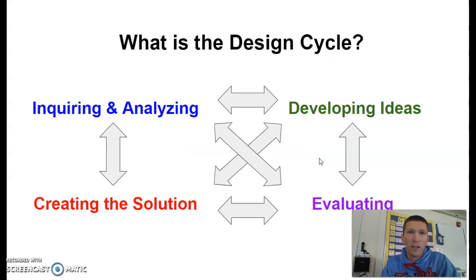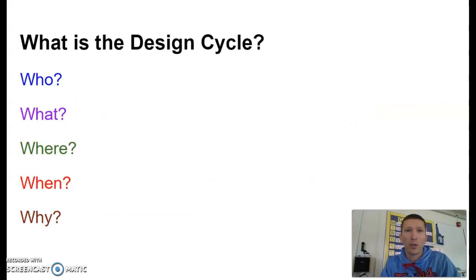The design cycle in GTT is going to be these 4 steps: inquiring and analyzing, developing ideas, creating the solution, and evaluating. And we're going to eventually break down what each of those 4 things mean individually, but ultimately, let's simplify the design cycle and break it down a little bit more to understand what it is. So the design cycle of who, what, where, when, why.